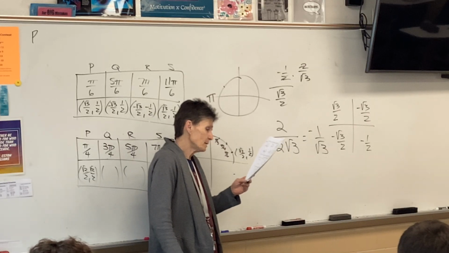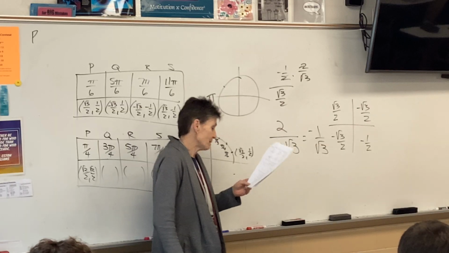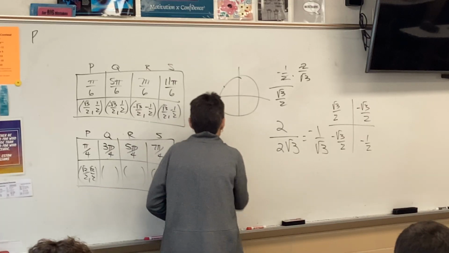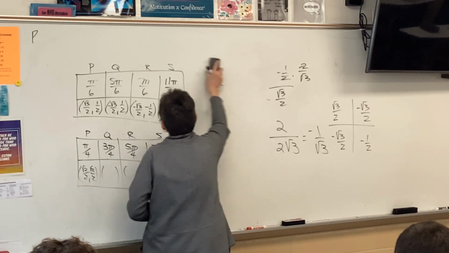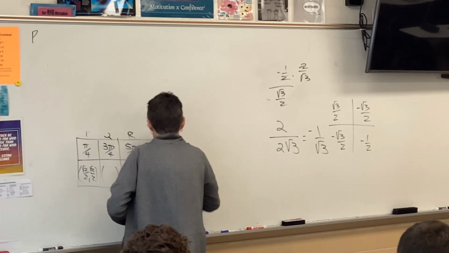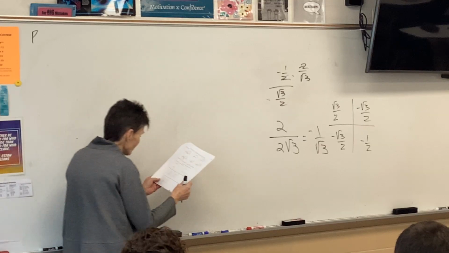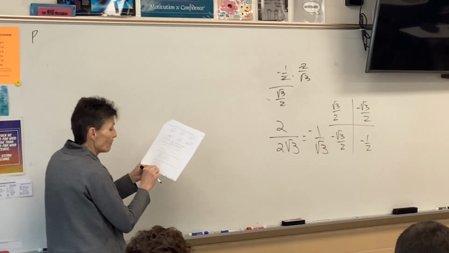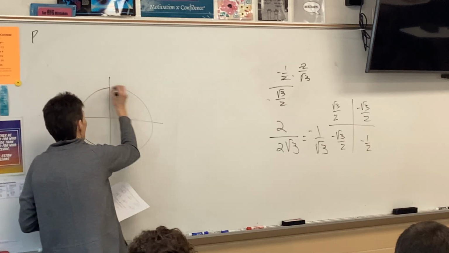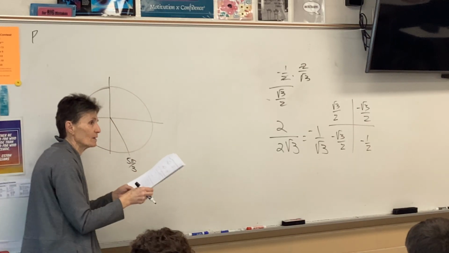Okay, and the last one, find the exact coordinates of points A, B, and C. All right, take a second, see if you can figure out what to do. Kind of buried in there, the angle is 5 pi over 3. So we are looking at the 5 pi over 3 angle. That's the angle that we've got.